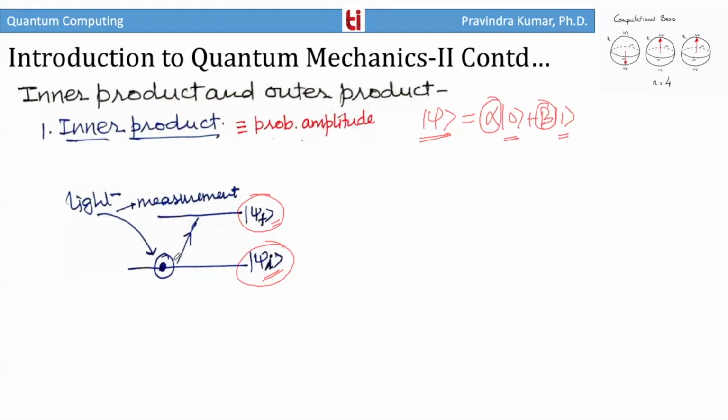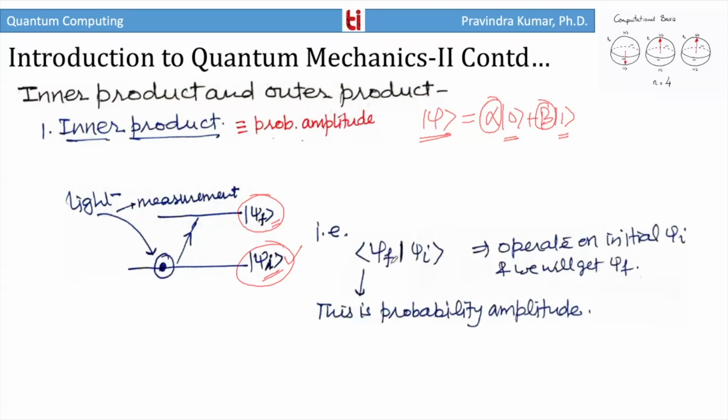So now the question is, what is the probability of finding the particle in the state psi f if I make a measurement on the state psi i? The answer is the inner product. The inner product tells you the probability amplitude of finding the system in the final state psi f once you make a measurement on the initial state psi i. So the inner product of these two quantum states gives you the probability amplitude, and here we operate the measurement on the initial state psi i, and we will get the final state psi f.